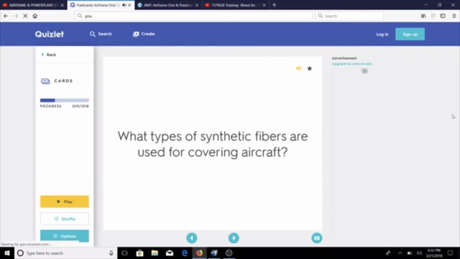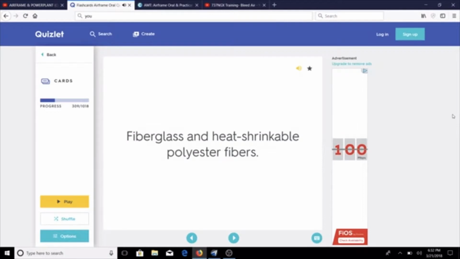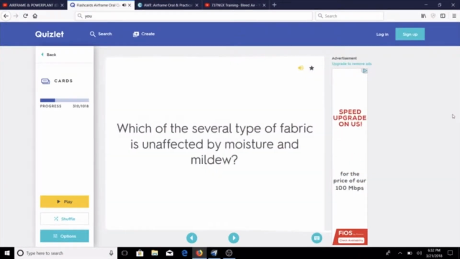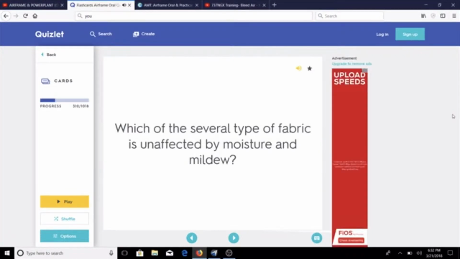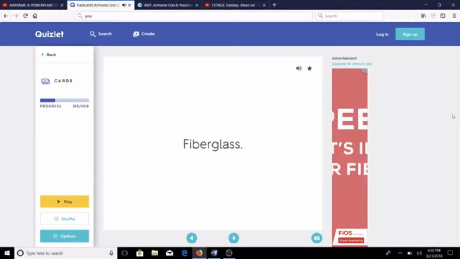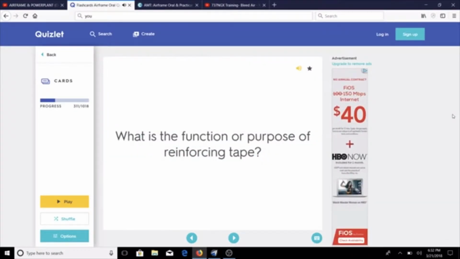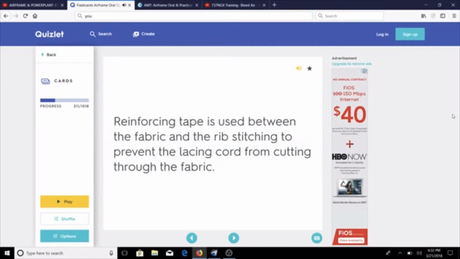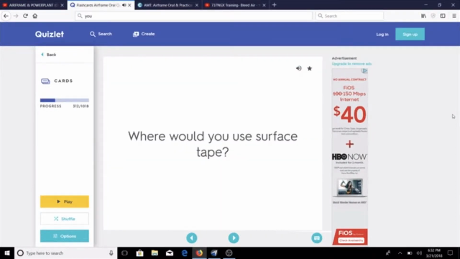What types of synthetic fibers are used for covering aircraft? Fiberglass and heat-shrinkable polyester fibers. Which of the several types of fabric is unaffected by moisture and mildew? Fiberglass. What is the function or purpose of reinforcing tape? Reinforcing tape is used between the fabric and the rib stitching to prevent the lacing cord from cutting through the fabric. Where would you use surface tape?